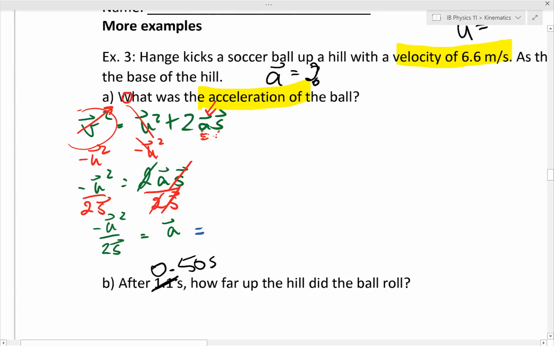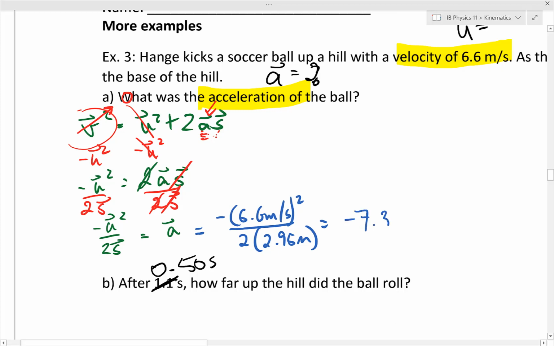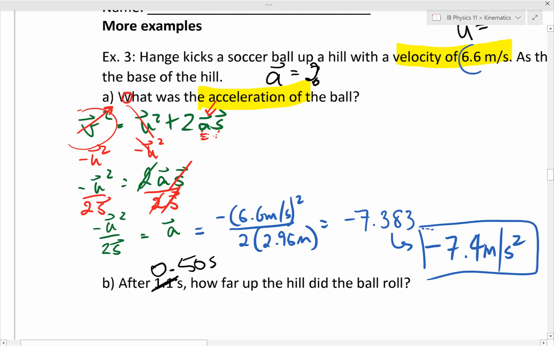Next step is to substitute everything in, which I will do for u and s. Punching into our calculator, we get negative 7.383 with more digits at the end, which I will save in case we might need it later on in another problem. And I'm going to round this to negative 7.4 meters per second squared, just to match the number of sig figs in the problem.